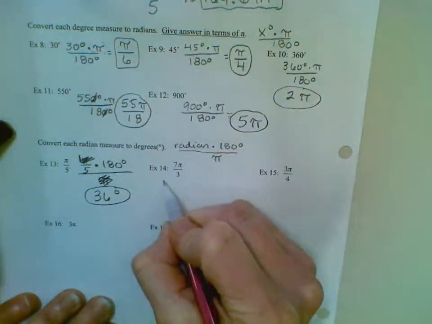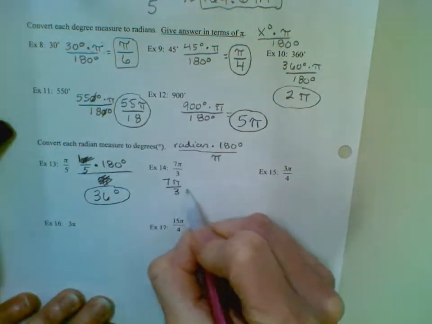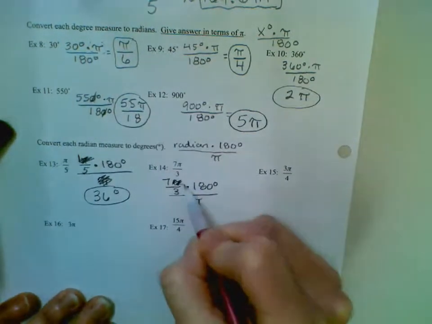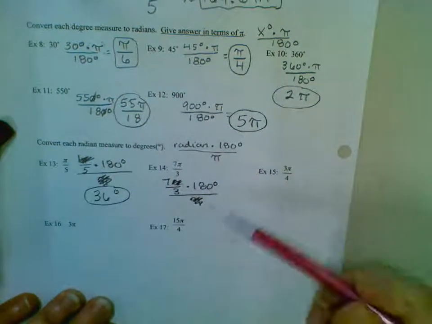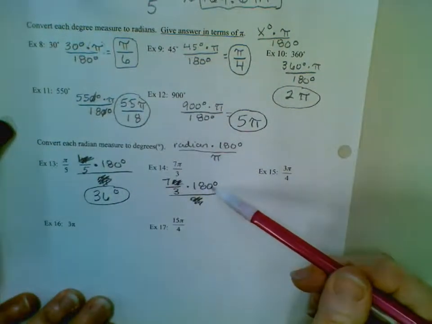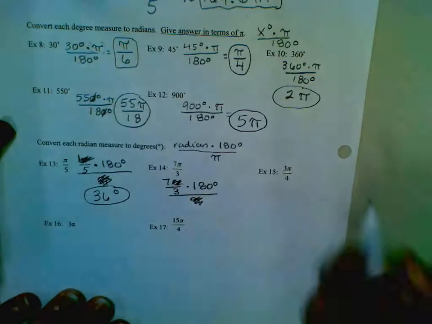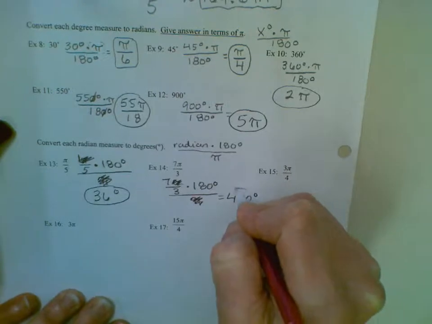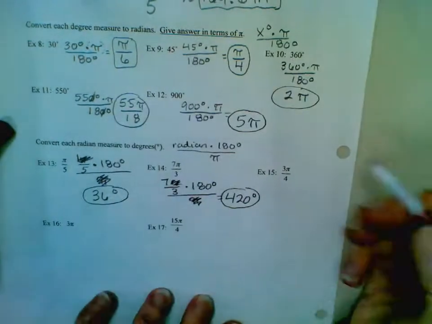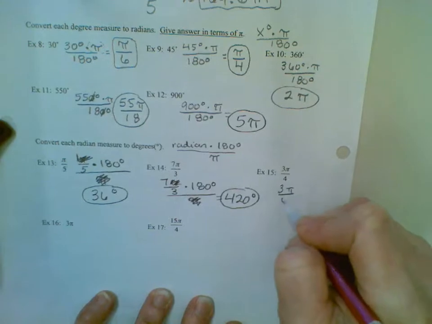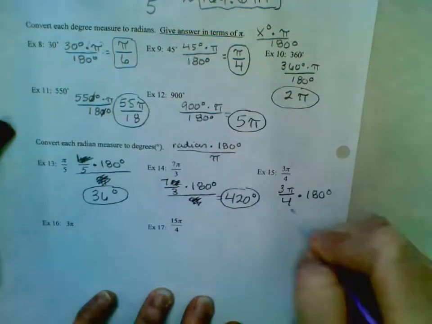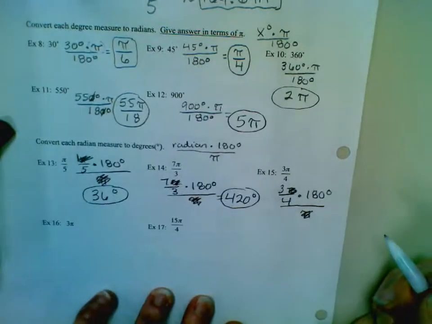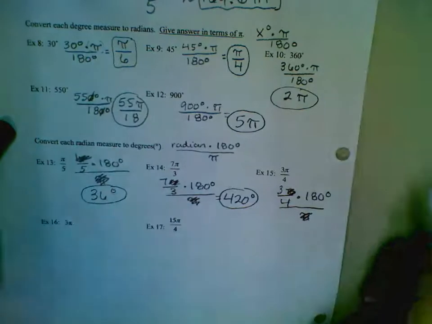Okay, let's do it again. So 7 pi thirds times 180 all over pi. The pi's cancel. And you just have to do 7/3 multiplied by 180. If you type that in your calculator, you will get 420 degrees. Okay, so 3 pi over 4 times 180 all over pi. Cancel your pi's and do 3/4 times 180, which equals 135.